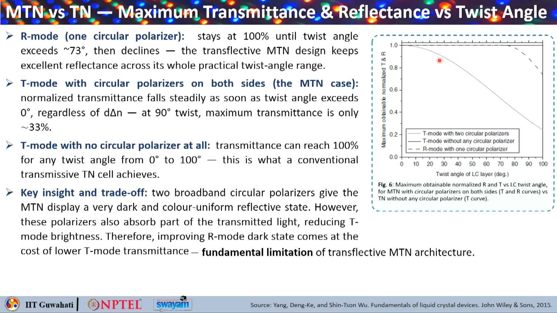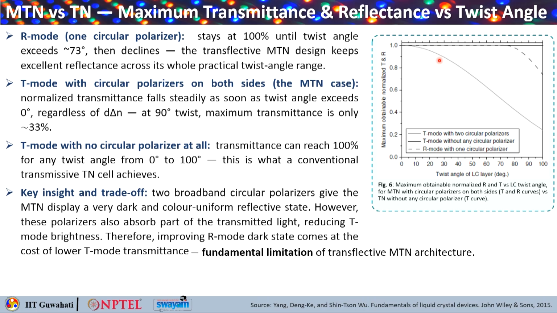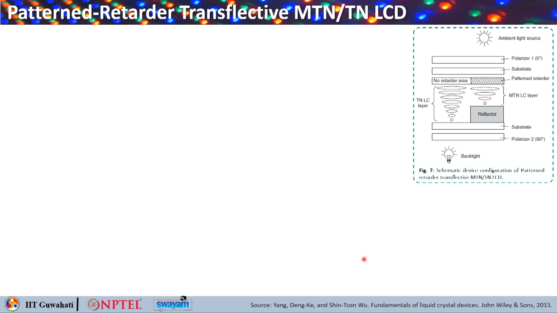So the key insight here is that the two broadband circular polarizers gave the mixed mode twisted nematic display a very dark and color uniform reflective state. However, these polarizers also absorb part of the transmitted light, so that will reduce the brightness of your T mode. Therefore, improving the dark state in the R mode comes at a cost of lower brightness in the transmission mode. So this is the fundamental limitation of the transreflective MTN structure.